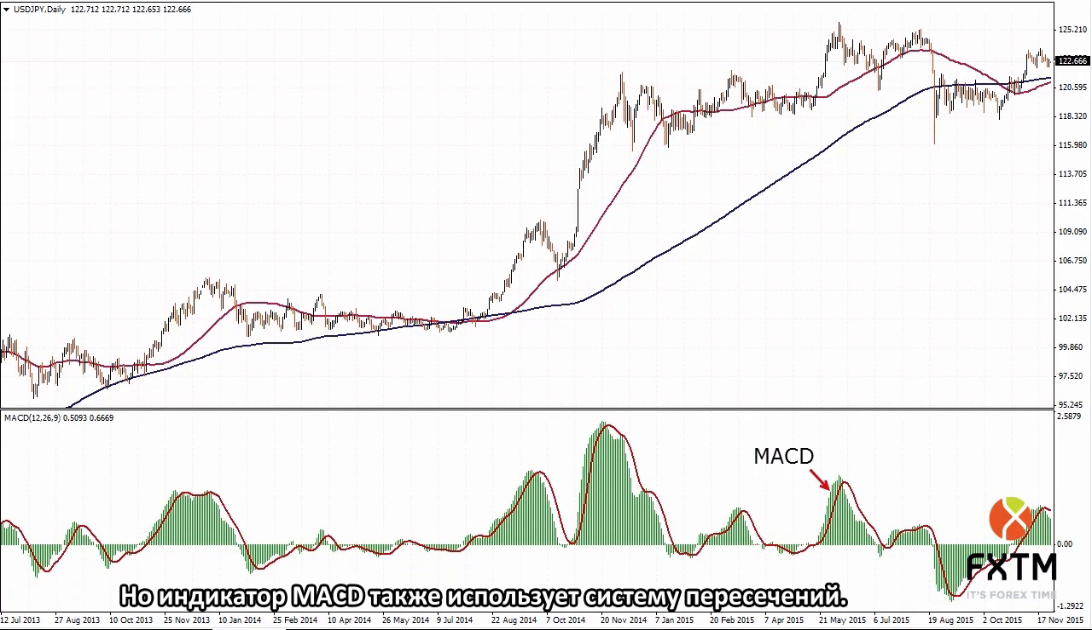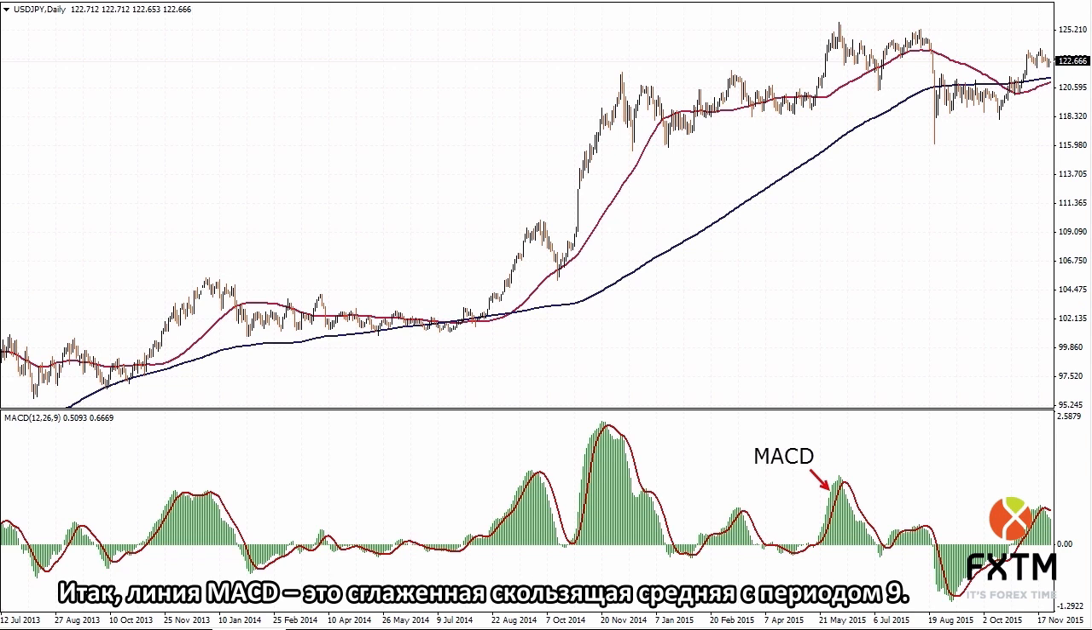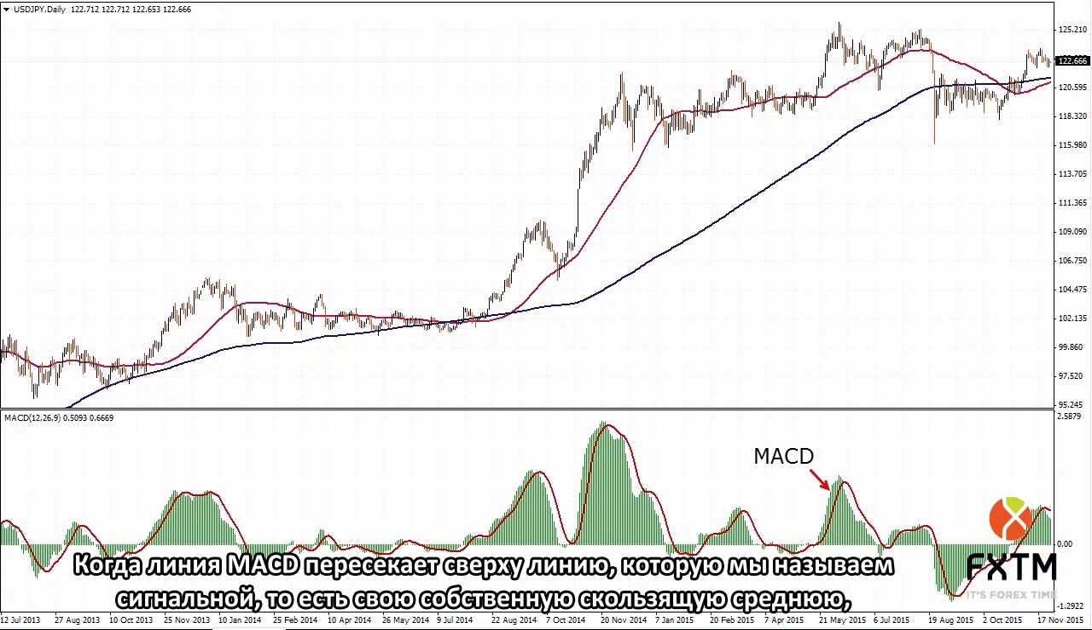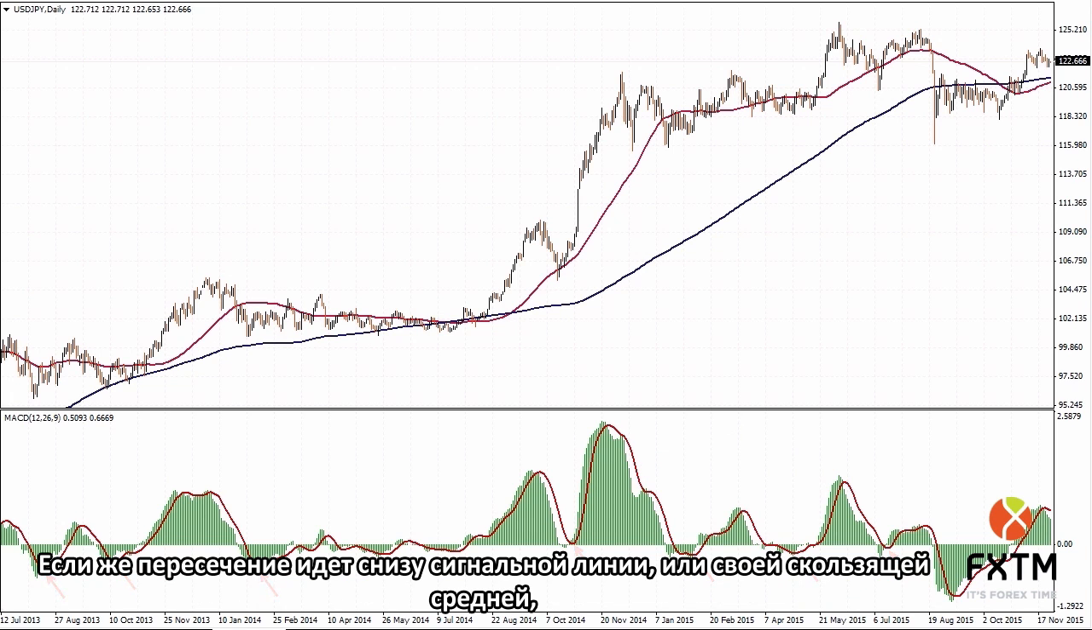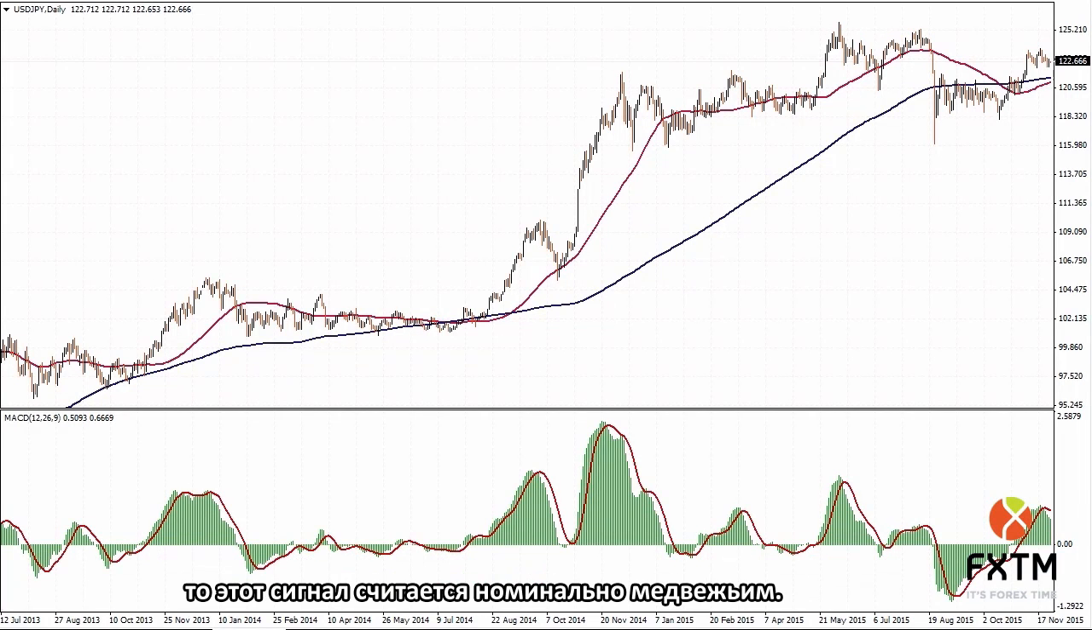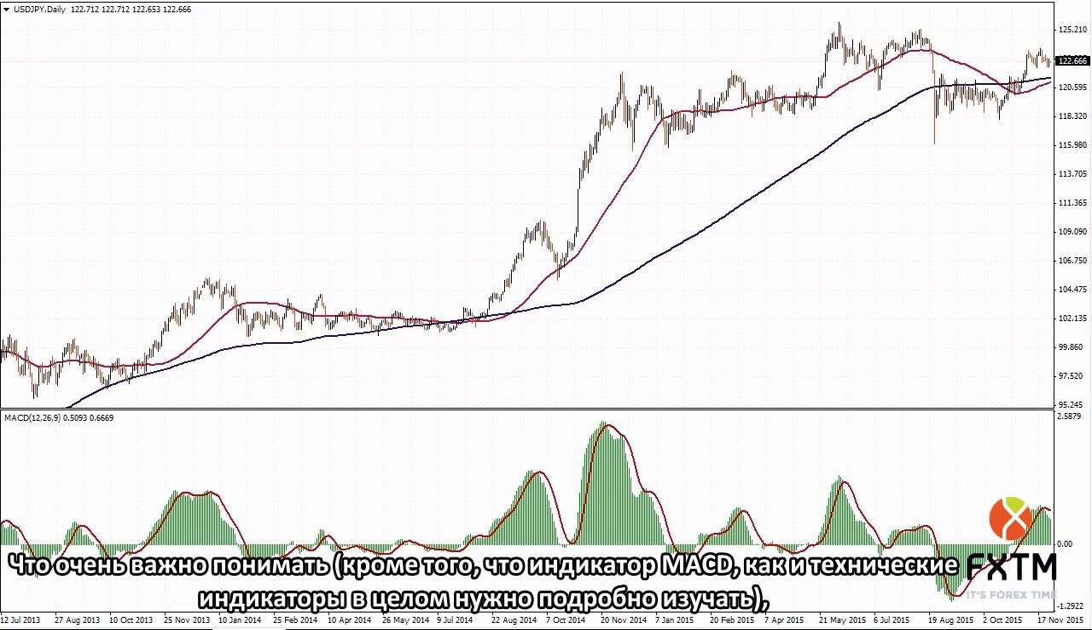Now the MACD line itself also uses a crossover system. The MACD line is smoothed with a 9-period moving average. And when the MACD line crosses above that, what we call the signal line or its own moving average, we look at that as a nominally bullish signal. And if it crosses below its signal line or its own moving average, then we would look at that as nominally somewhat bearish.